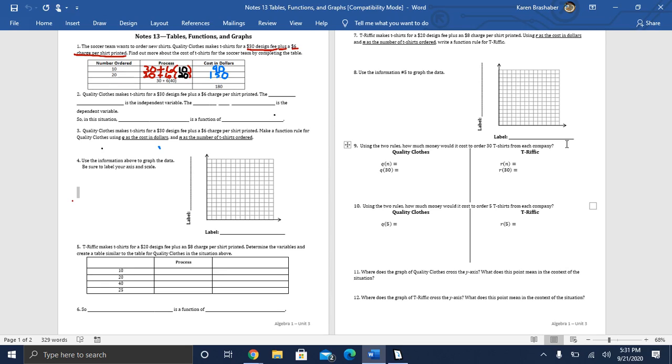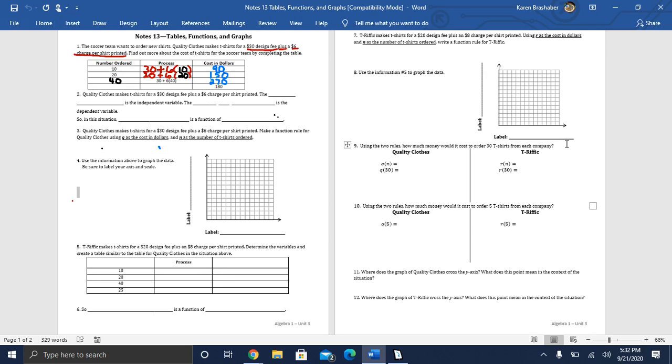And now our next line in the table is a little bit different, because here I've shown you the process of taking 30 plus 6 times 40. So hopefully you can see that that 40 is in the place of where we've been writing our number of shirts ordered. So 40 would be our number of shirts ordered. If we took 6 times 40, that's 240, plus 30, that would give us $270 as our total cost.